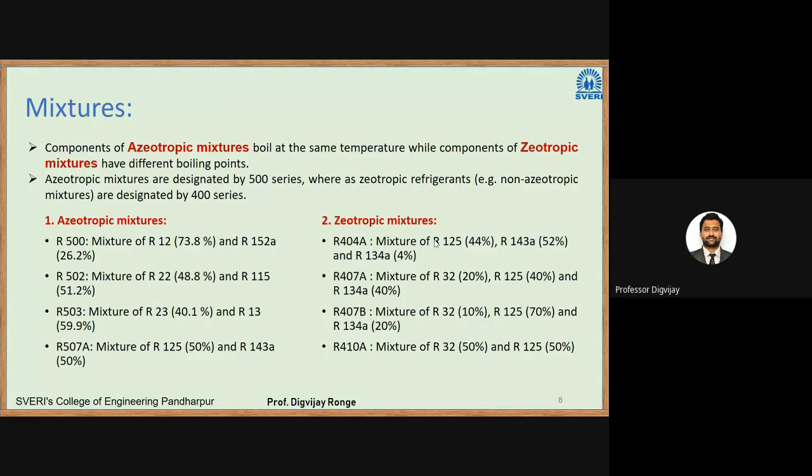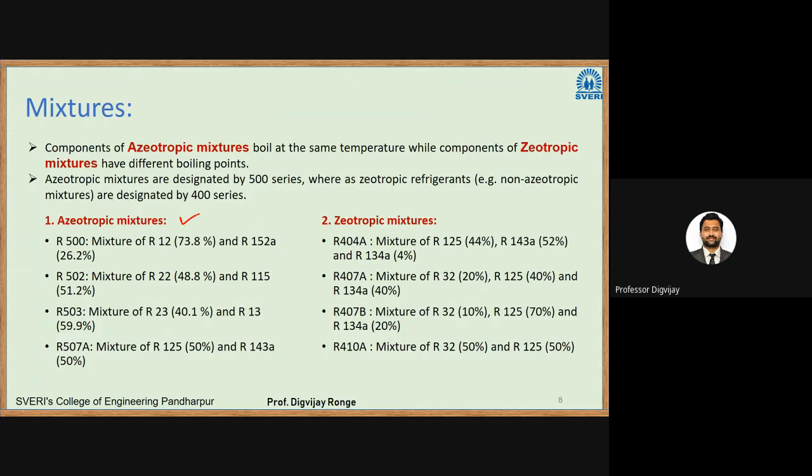Now, an important point here: azeotropic mixtures are designated by the 500 series, whereas zeotropic refrigerants, that is non-azeotropic mixtures, are designated by the 400 series. In the previous slide, I told you that R followed by 7 is by default an inorganic refrigerant. In this case, if R is followed by 5, that will be an azeotropic mixture. If R is followed by 4, that will be a zeotropic mixture. We'll see some examples here.